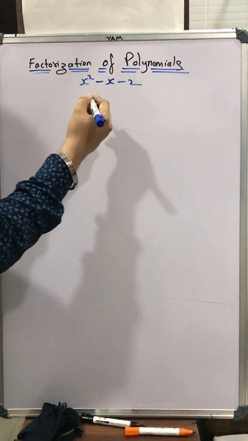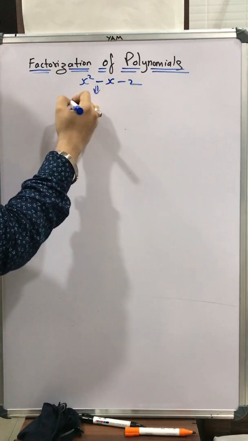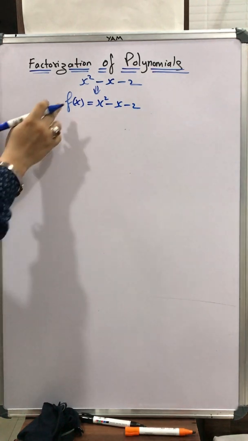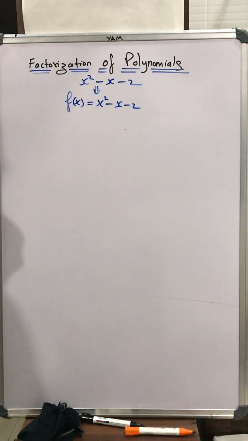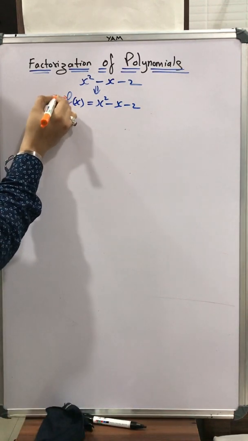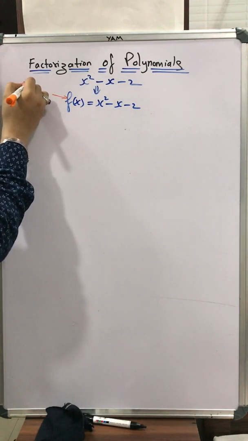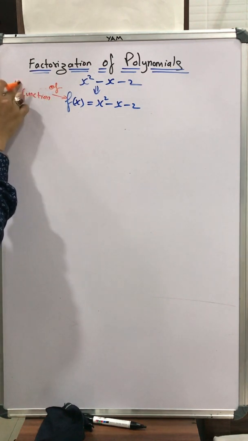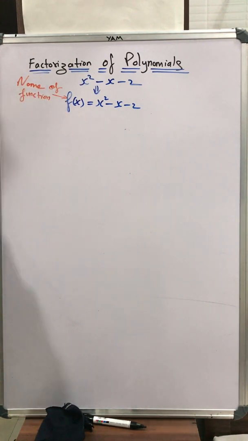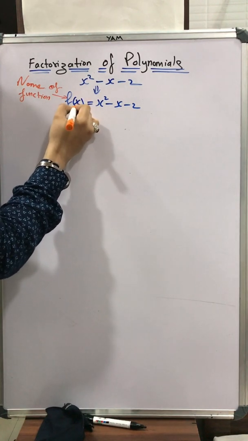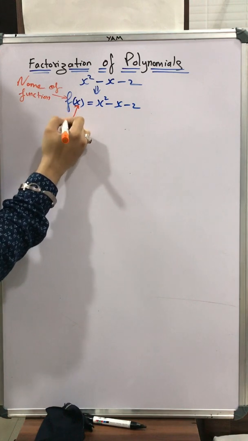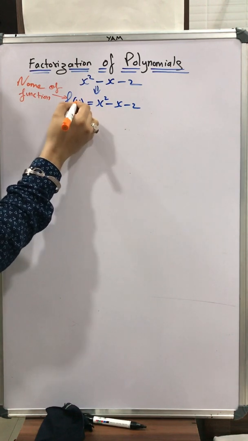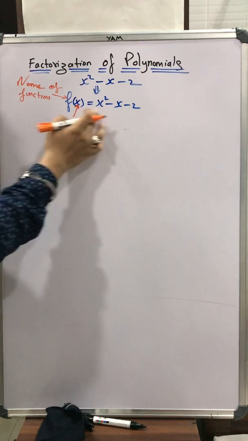So now see how I am writing this. There are some basics which you should know. I'll write here f(x) is equal to x square minus x minus 2. I wrote here f(x). Now what does this f indicate? F is the name of the function. Why have I written this x within the brackets of f? Whatever variable is within the bracket, it shows the variable of our expression.